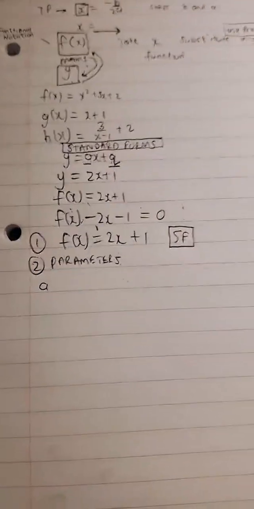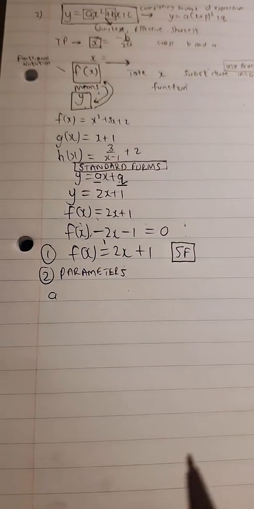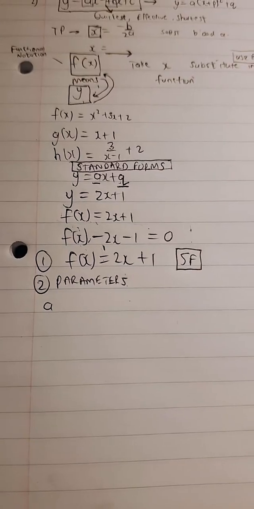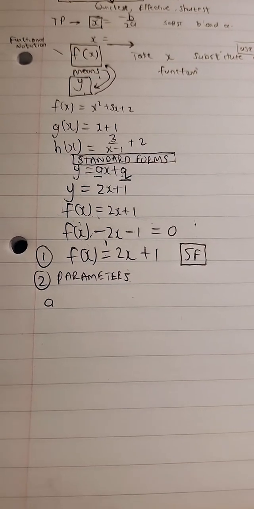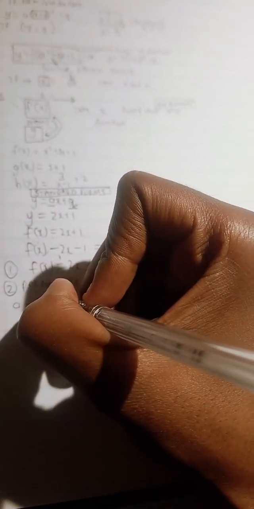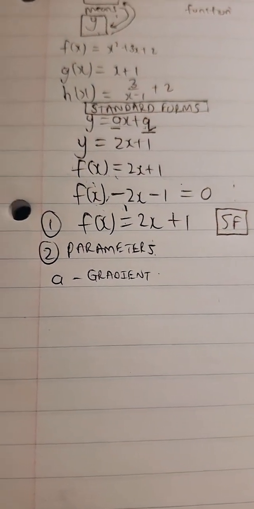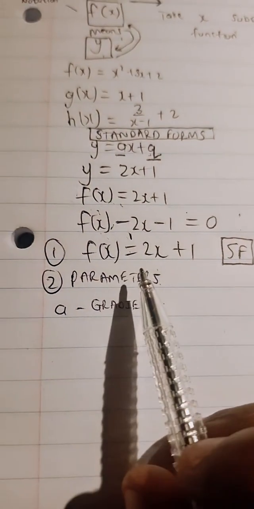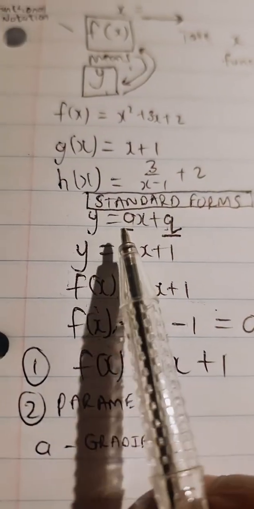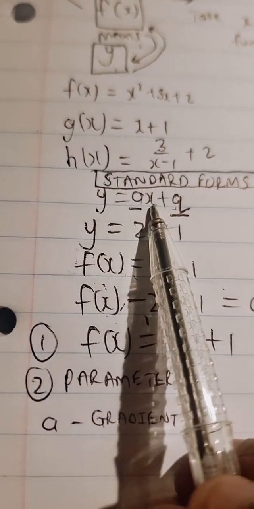Okay, I had asked a question. Very good. Look at you, guy. Look at you. Beautiful. A, guys, means gradient. A means gradient. So if you look at A, it is the coefficient of x.